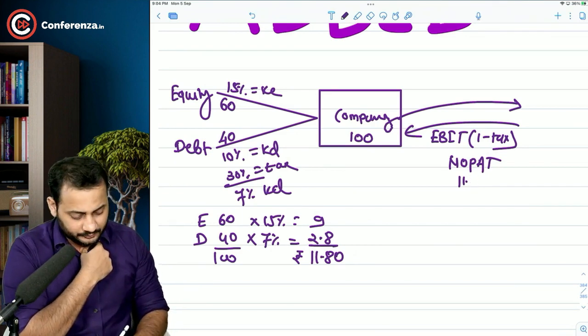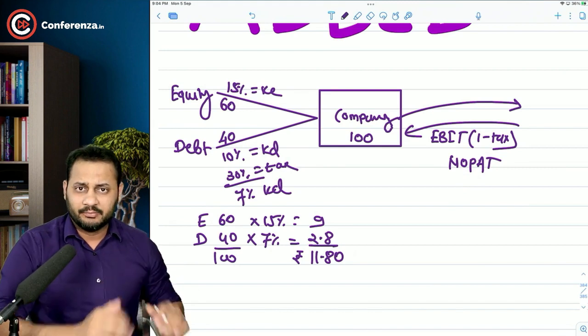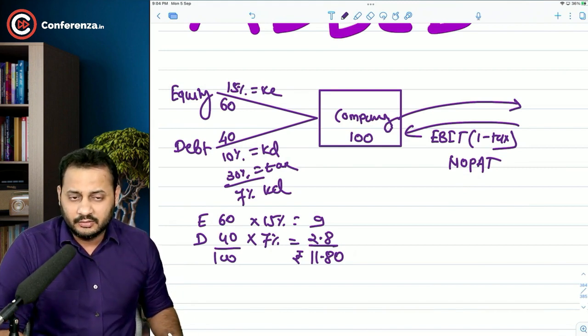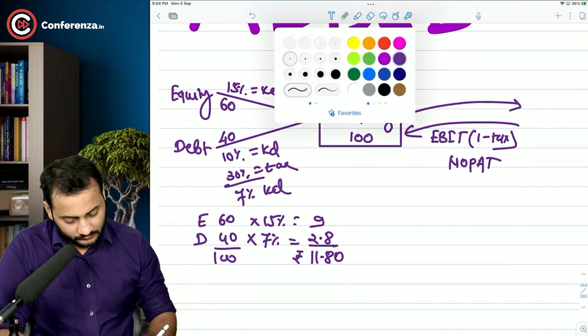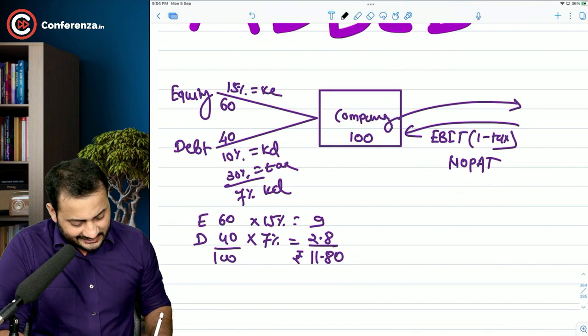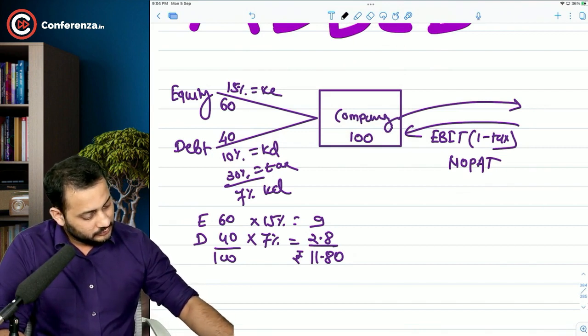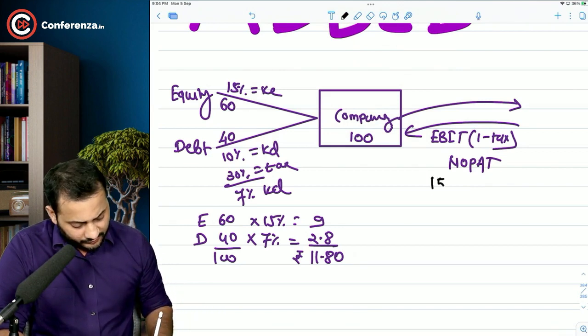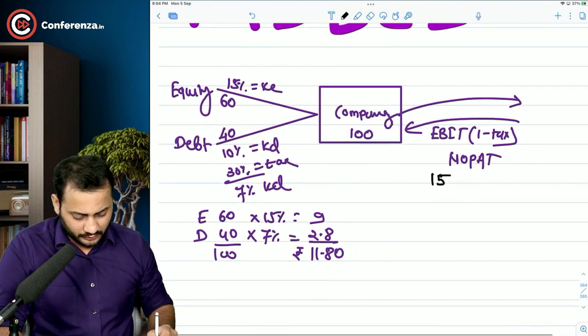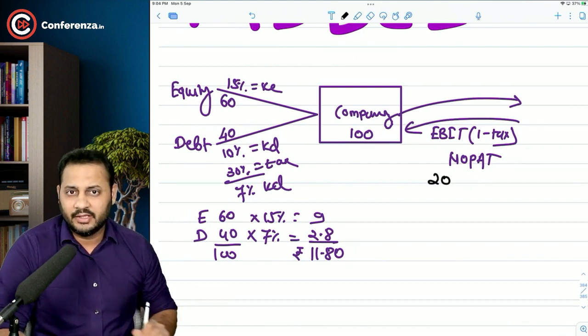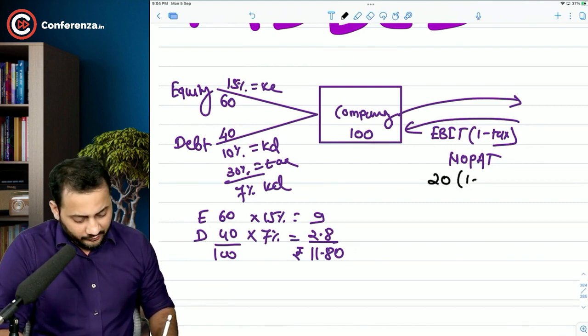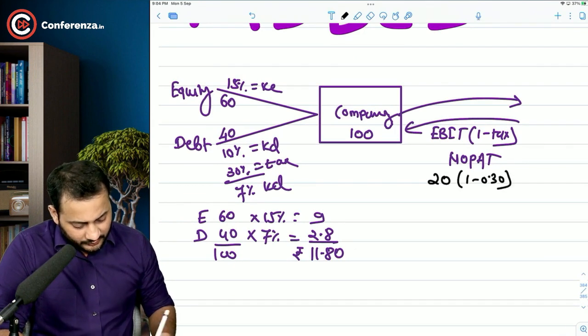Let's say the company has put the money in the market and has earned an EBIT of around 15 crore rupees or 20 crore rupees. If we deduct the tax out of it, we will get the net operating profit after tax, which comes to around 14 crore rupees. Am I right?